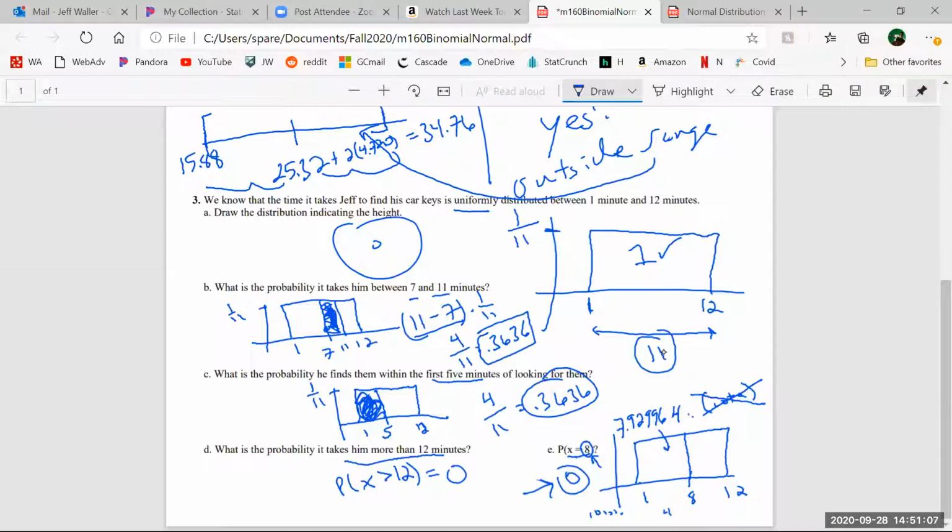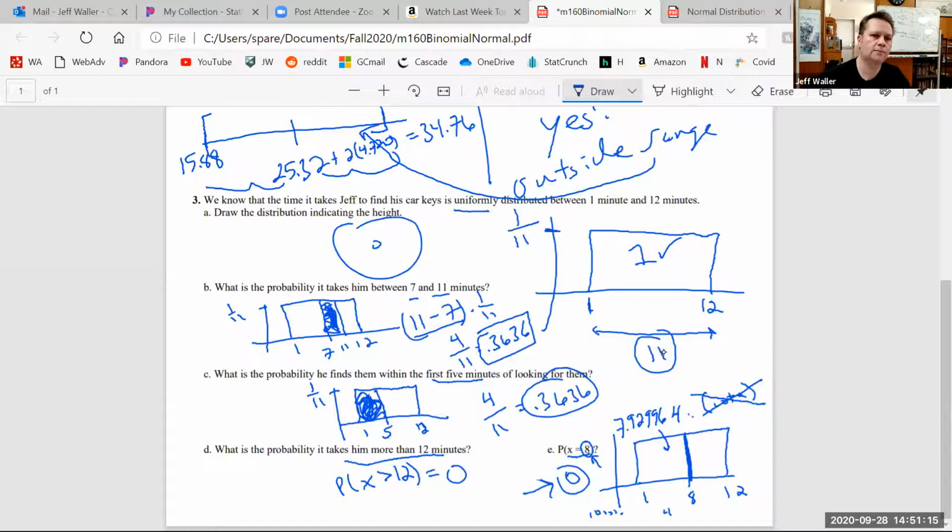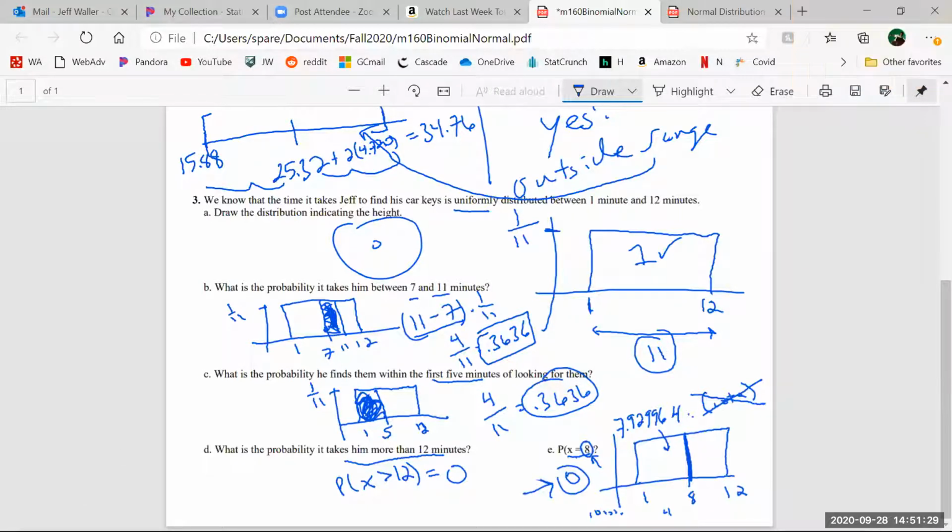But another way to see it is if the area is equal to the probability, a line has no area. 0, bam, done. That's maybe a little bit easier way to look at it. That's why these had answers. There's an actual area associated with them. This one, 0 answer because there's no area.